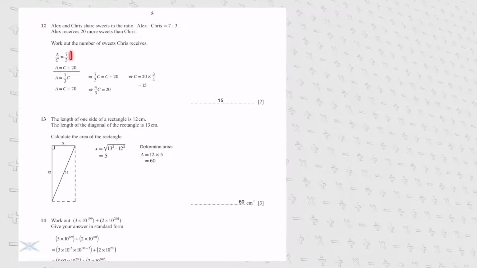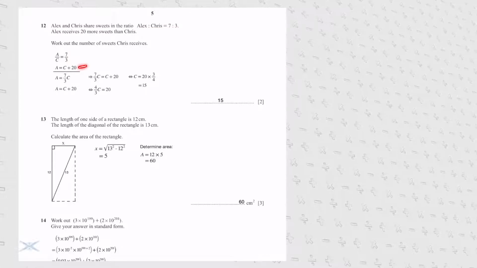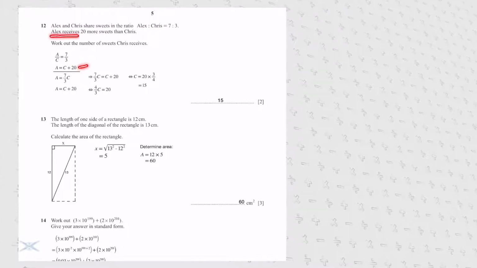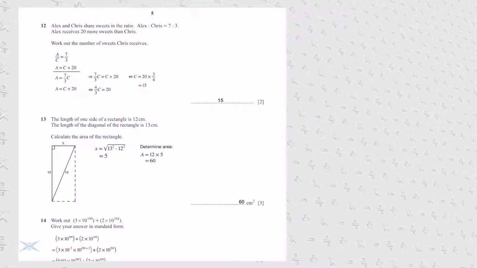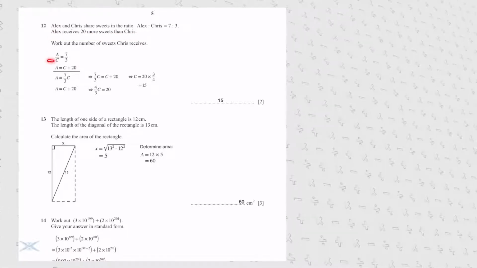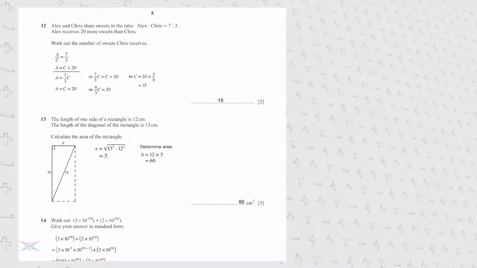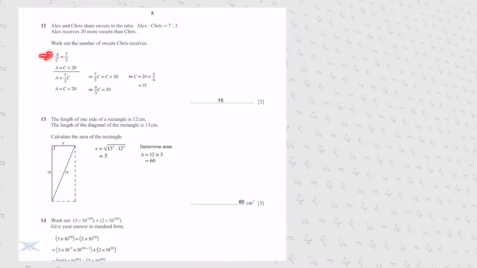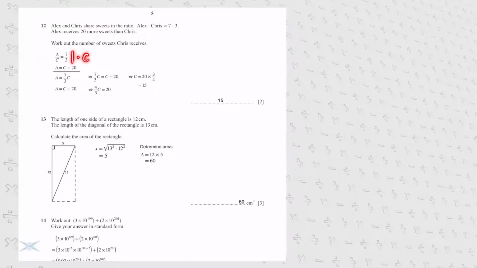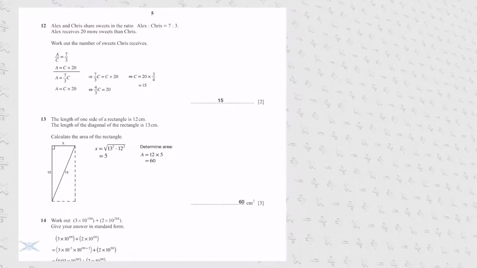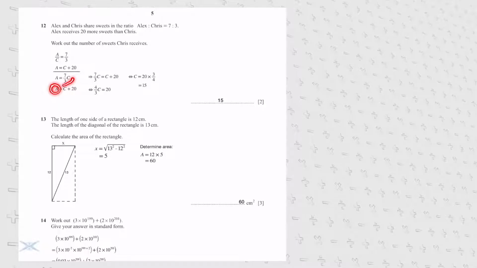The first expression here is a conversion of the statement over there. The second equation here is a translation of the statement that Alex receives 20 more sweets than Chris. Of course, A here represents Alex and C represents Chris. Since the second expression is already rearranged for A, we will do the same thing for the first expression, which can simply be performed by multiplying both sides of the equation by C. Continuing from there, we will substitute A in the second equation with 7/3 C from the first equation.